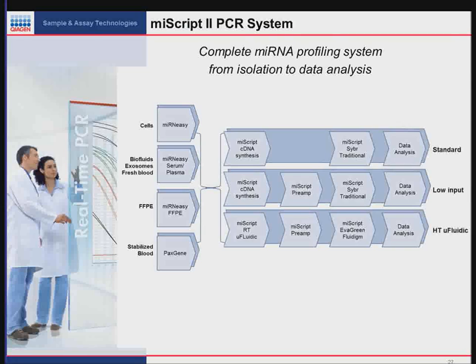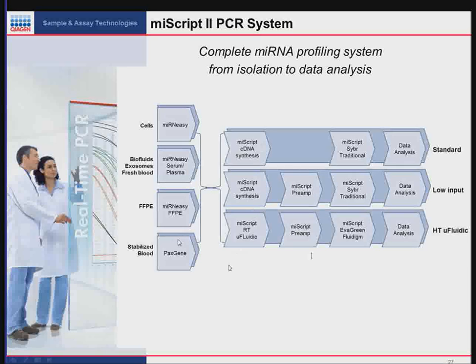The miScript II system, which has been evolving and improving at Qiagen for many years now, is a complete microRNA profiling solution from isolation to data analysis. And so I mentioned the miRNeasy serum plasma kit. If you're using larger cell samples, we would use the standard miRNeasy kit. It has a greater capacity for debris. There's a kit specifically to isolate microRNAs from FFPE samples, and if you have stabilized blood in PAXgene, you can get microRNAs in PAXgene as well.